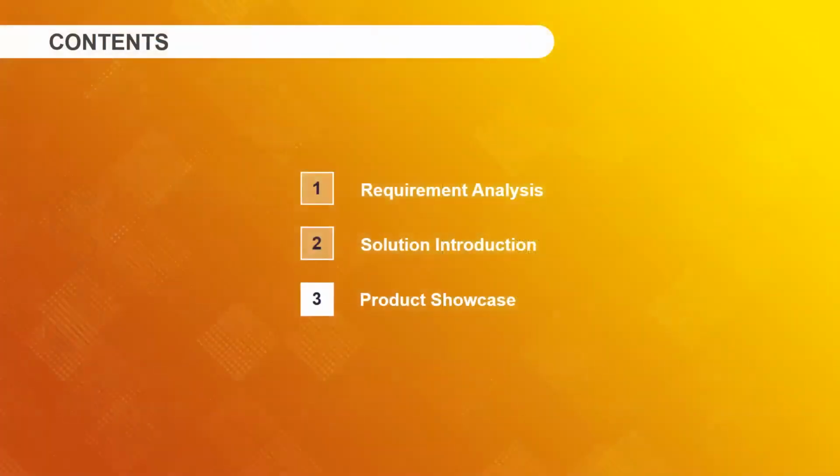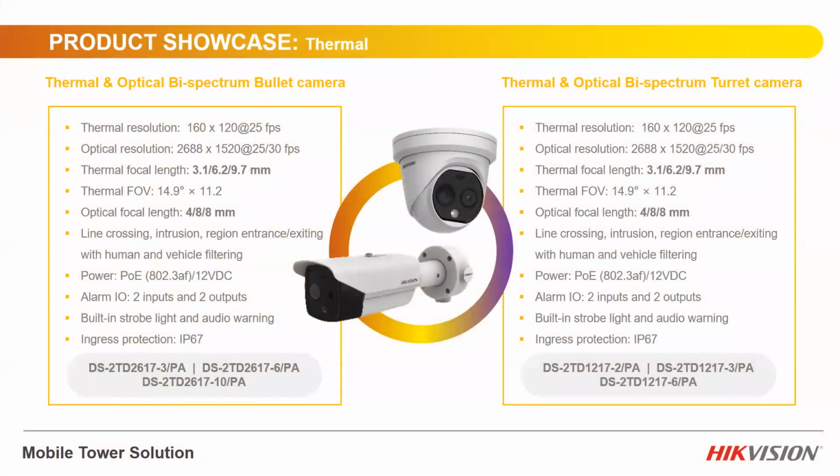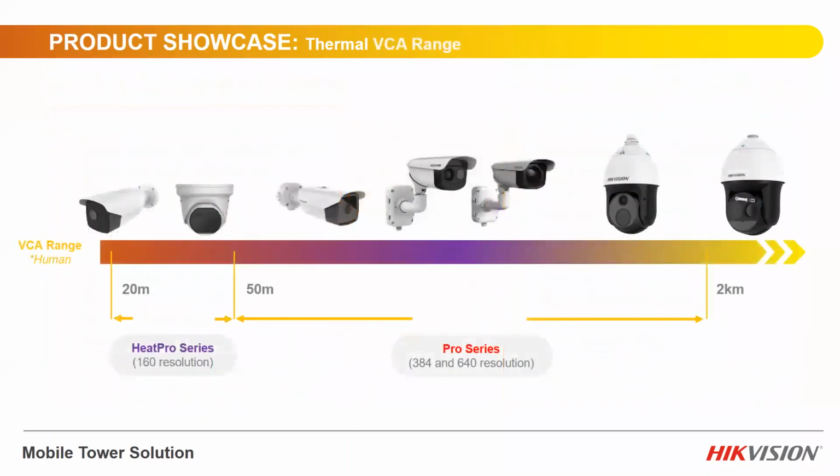So an overview of the products then that we've discussed this morning. Firstly, thermal cameras, available in both bullet and turret configurations with 3, 6 or 9mm thermal focal lengths and matched 4 or 8mm optical focal lengths. HIK Pro has a human detection range out to 50 meters, with Pro Series thermal cameras available up to 2 kilometers in range.